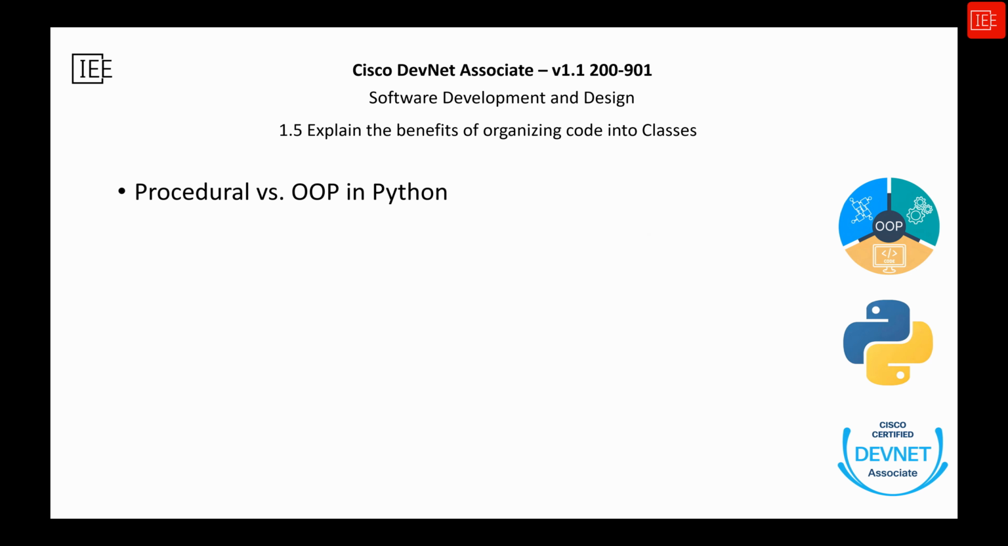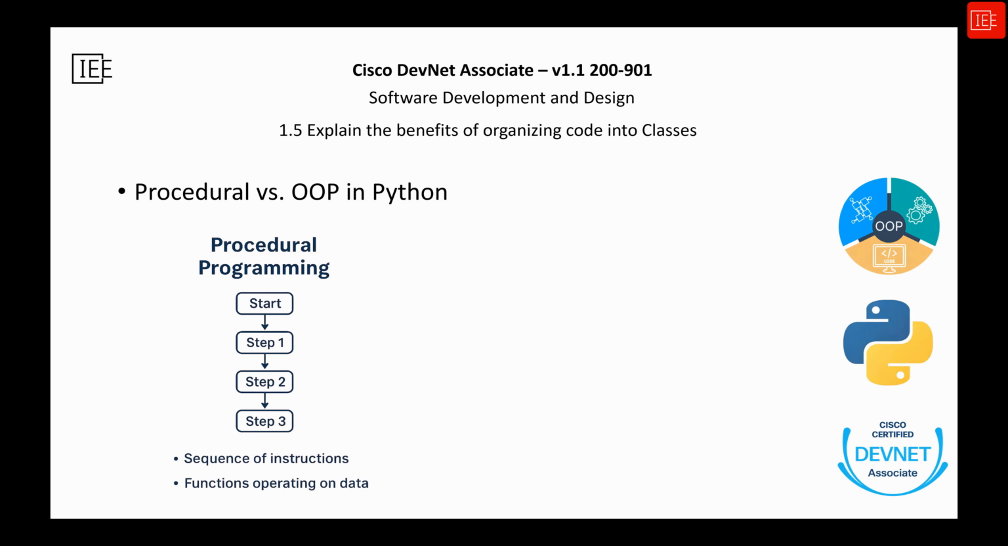Okay, so now that we have got the core concepts of object-oriented programming, let's zoom out and see how they actually change the way we write code. Procedural programming and object-oriented programming are two different ways of approaching problem solving in code, and Python happens to support both of them. Procedural programming is the older of the two styles.